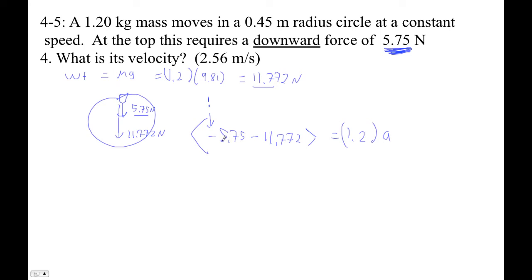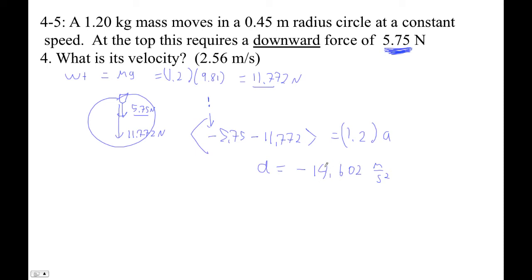Okay, so let's plug this in. Parenthesis negative 5.75 minus 11.772 parentheses divided by 1.2. Okay, here we go. The acceleration is negative 14.602 meters per second squared. So notice that this is consistent. The fact that that's an acceleration bigger than 9.81 means that we would have a downward force at the top, because that's the way that works. Accelerations bigger than 9.8 require a downward force.